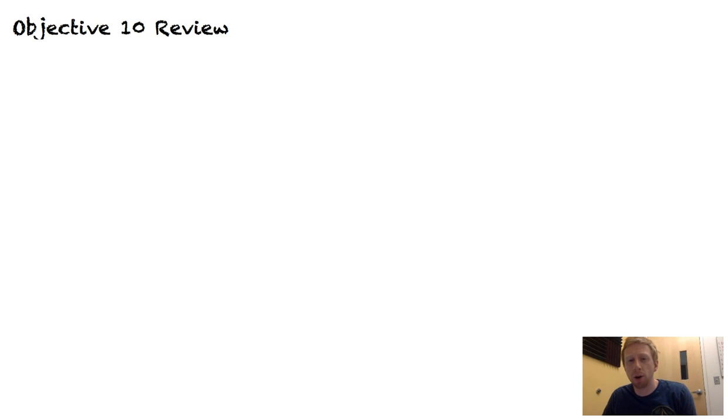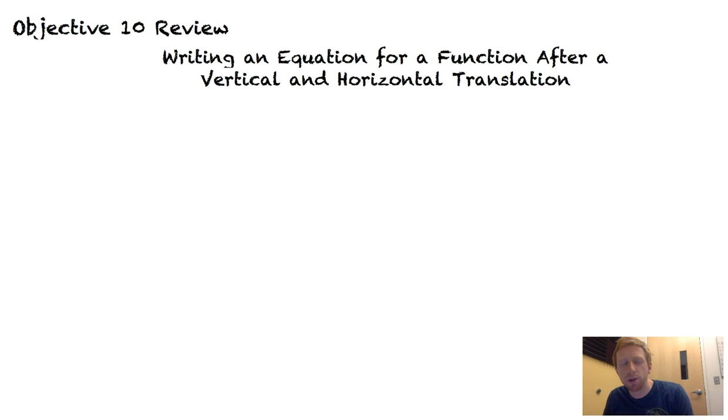Hello, this is the second part of our Objective 10 review. The first topic we will go over today is writing an equation for a function after a vertical and horizontal translation. In this topic, you will be given a function and a picture of the graphed function, along with the second graph, which is the translation of the original function. You will be asked to write the equation of the second graph.